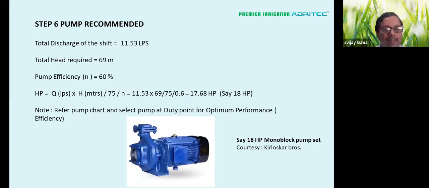The horsepower is given by the formula discharge times head divided by 75, and divided by the efficiency of the pump. So that works out to 11.53 multiplied by 69 divided by 75, which is a constant in this particular metric system, and divided by 0.6. That will give you around 17.68 horsepower, say an 18 horsepower pump.